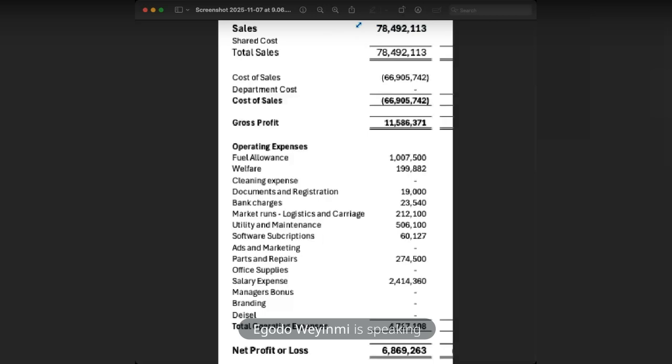So it's more like a matching principle. You can only deduct what helps you make that money. Nothing else, nothing more.